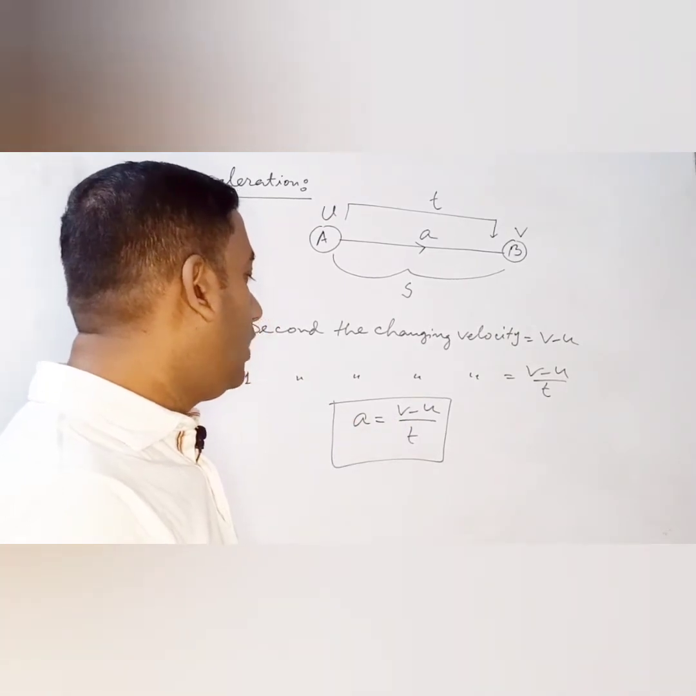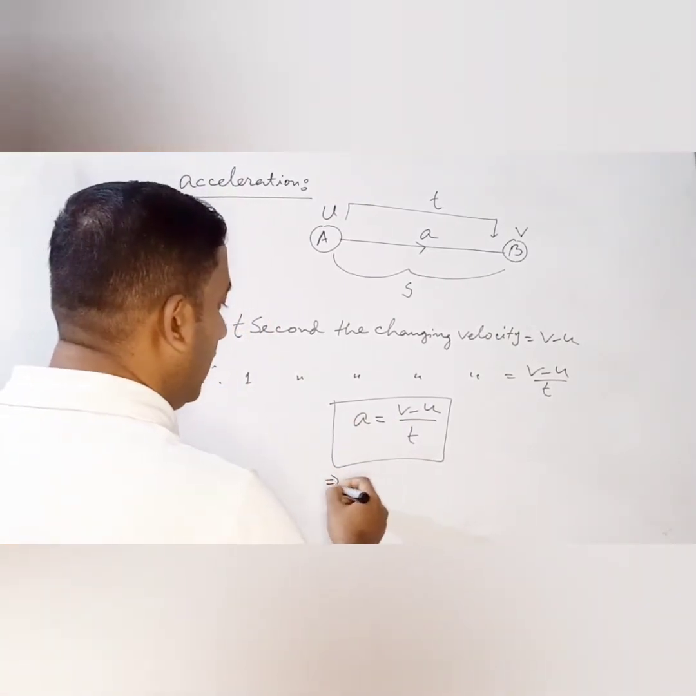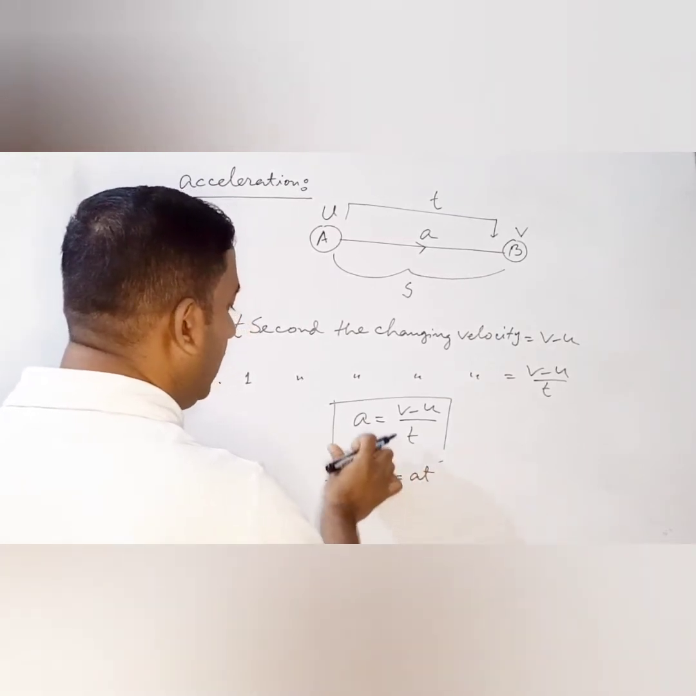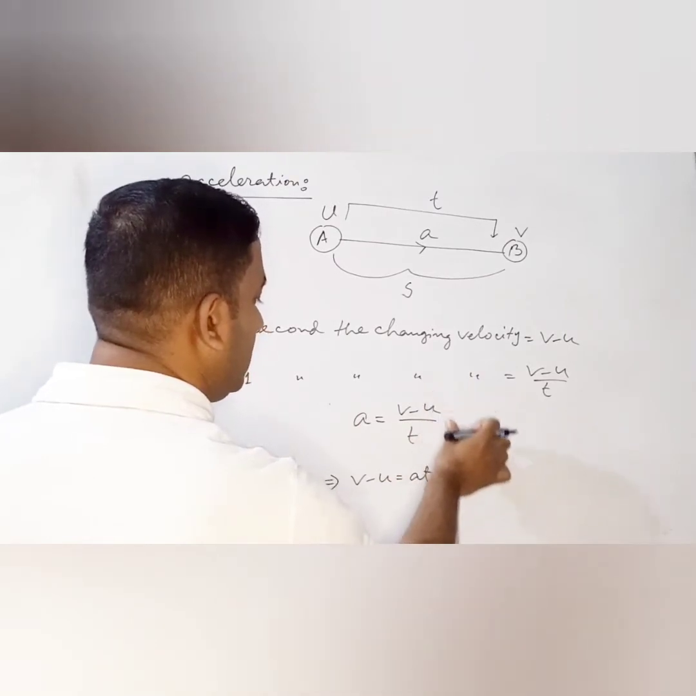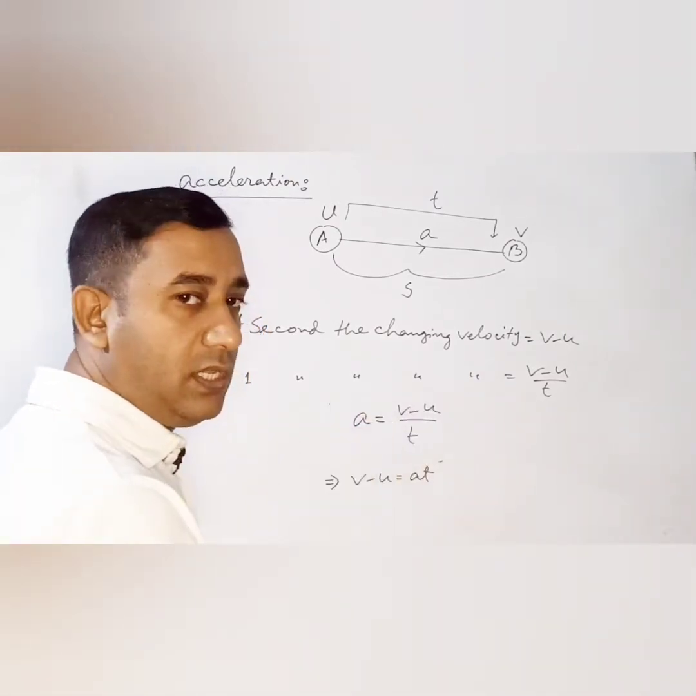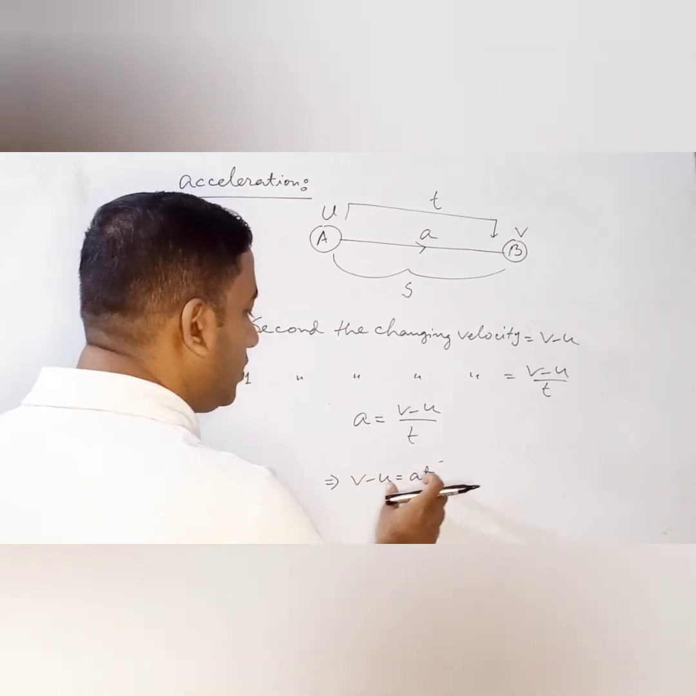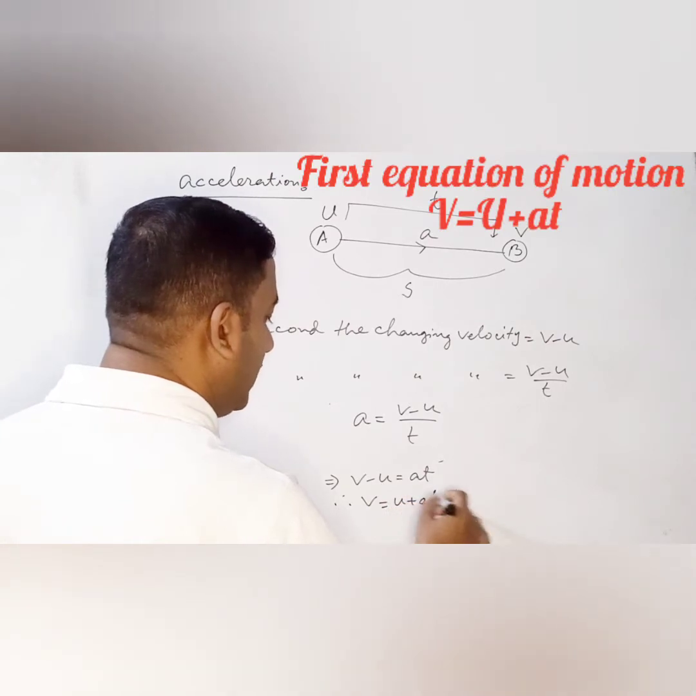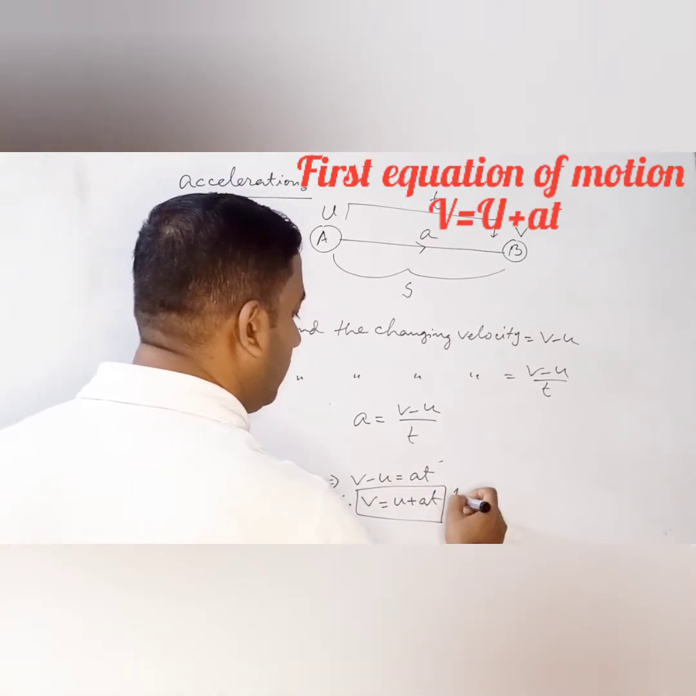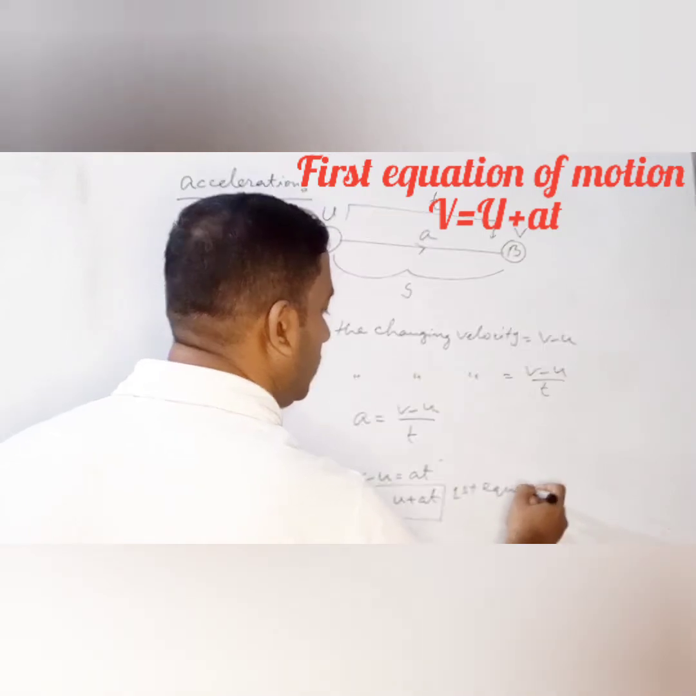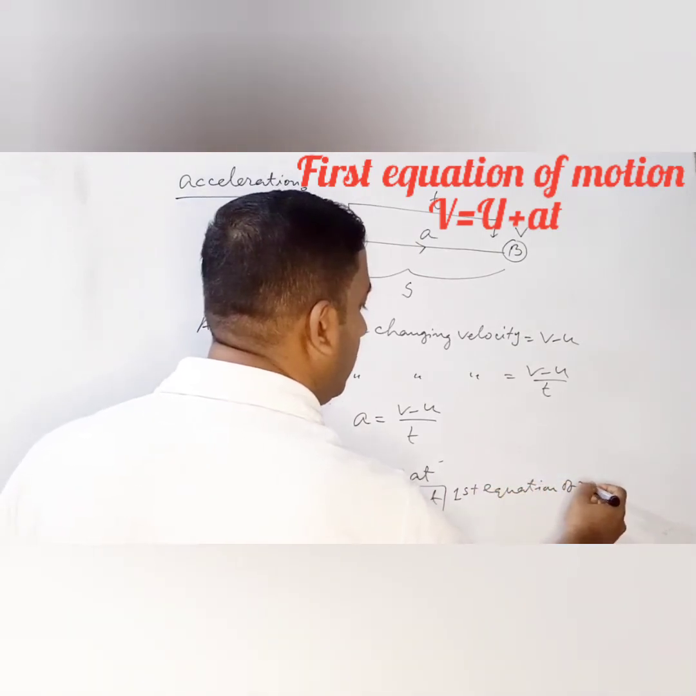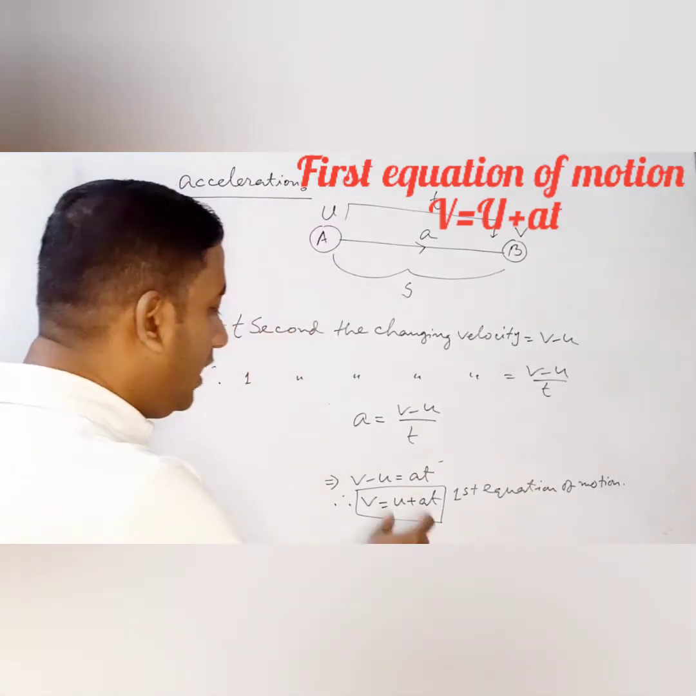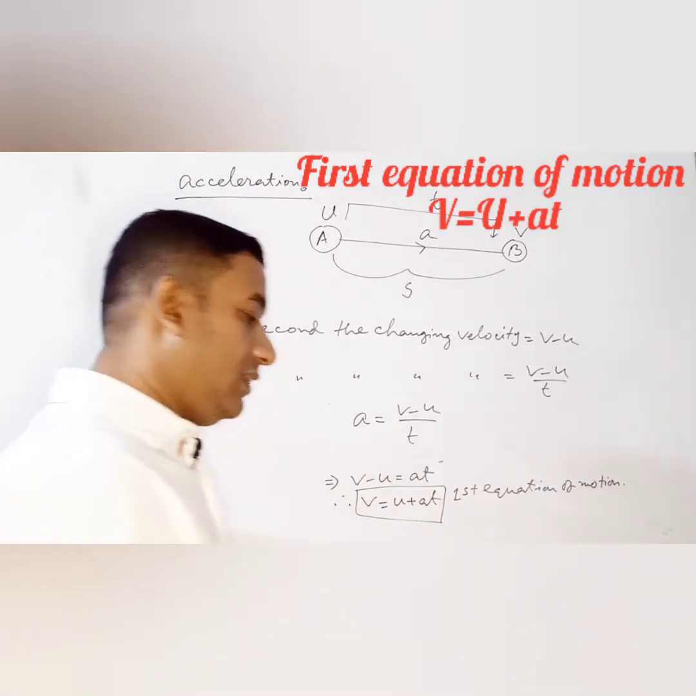From this formula we can write v minus u equals at. How? If we cross multiply this equation, then it will be v minus u equals at. Therefore, we can see that v equals u plus at. This is the first equation of motion. So, what is the first equation of motion? v equals u plus at.